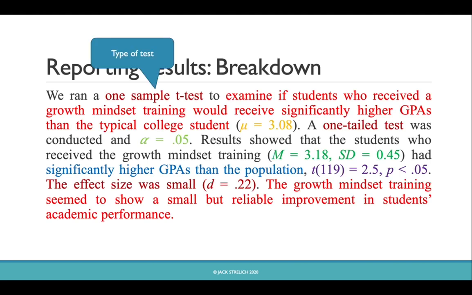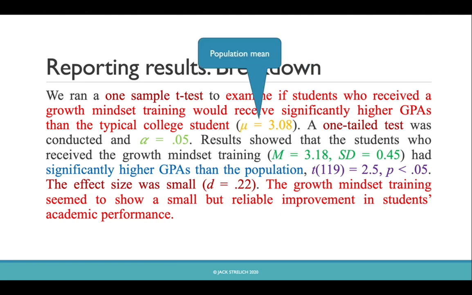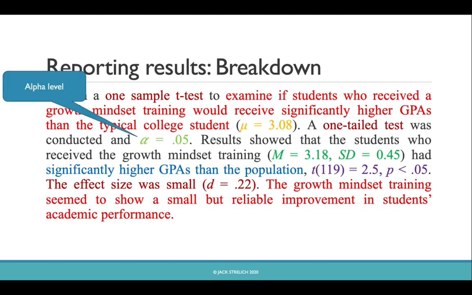We begin by clearly stating what type of test we ran, in this case, a one-sample t-test. We next identify our research question and our hypothesis. In other words, we explain why we ran the test that we did. Because it's a one-sample t-test, we're comparing to a population mean, so here we state what that population mean is. We clearly state whether we're running a one- or two-tailed test, and we clearly state the alpha level of the test that we're running.